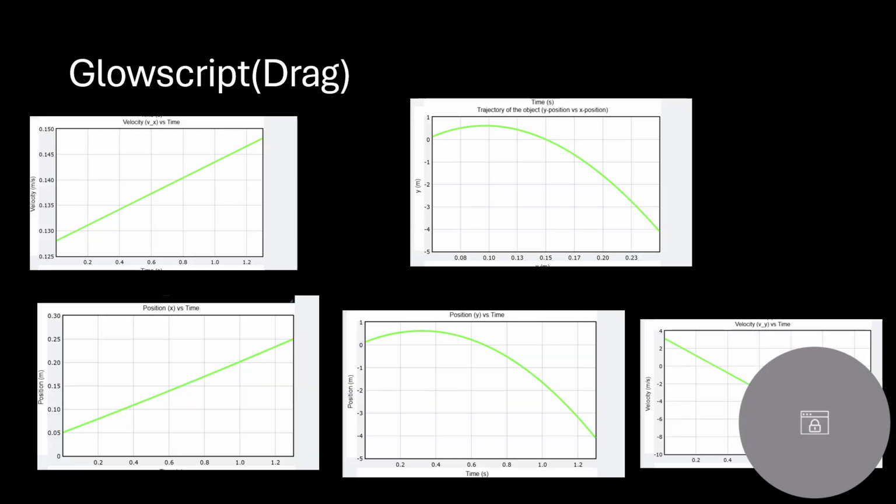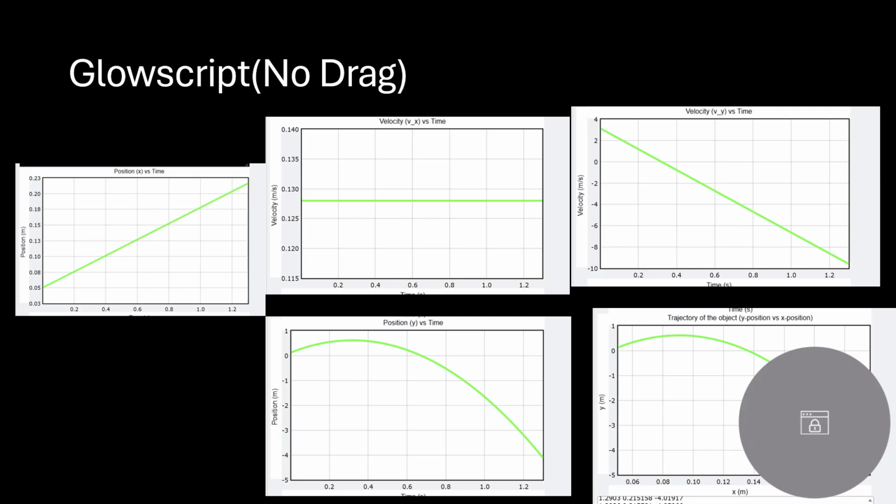Here is my GlowScript data with drag. As you can see, the velocity x versus time graph shows a non-constant x velocity, and the velocity y versus time graph also shows a non-constant y velocity. This is due to the drag force working in the x direction and the force of gravity working in the y direction.